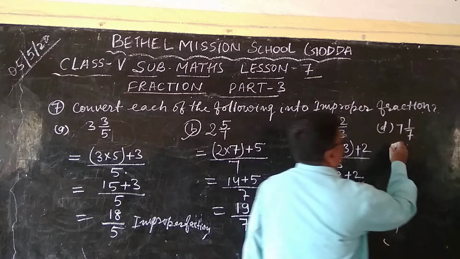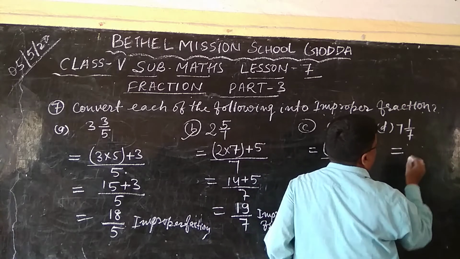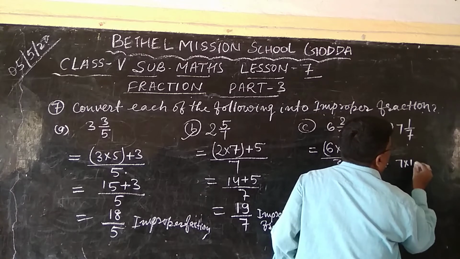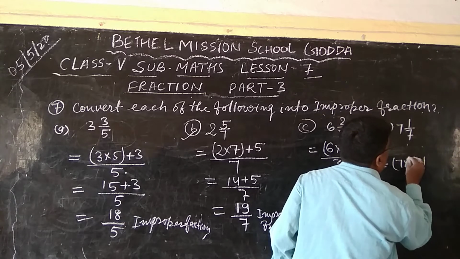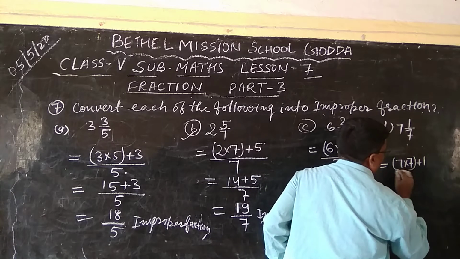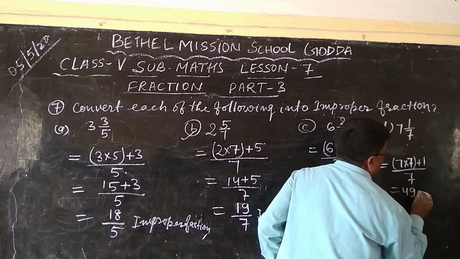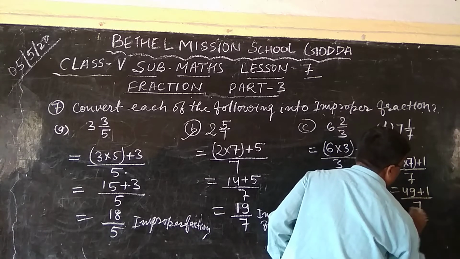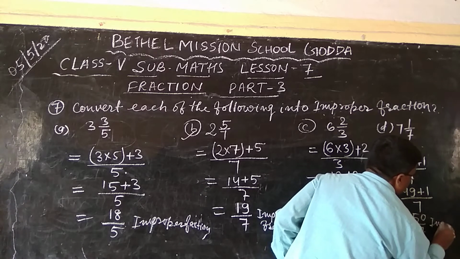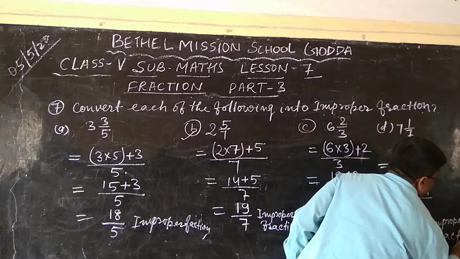Next, B, number 7 whole 1 by 7. Like this, right? 7 into 7, bracket close, plus 1 divided by 7. 7 7s are 49, plus 1 divided by 7. 50 by 7 is an improper fraction. Clear?